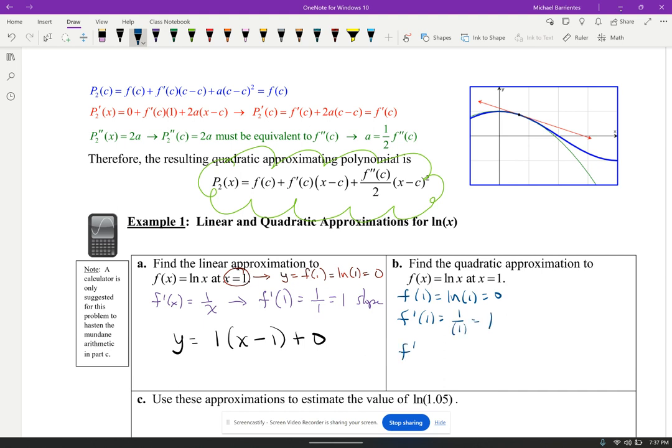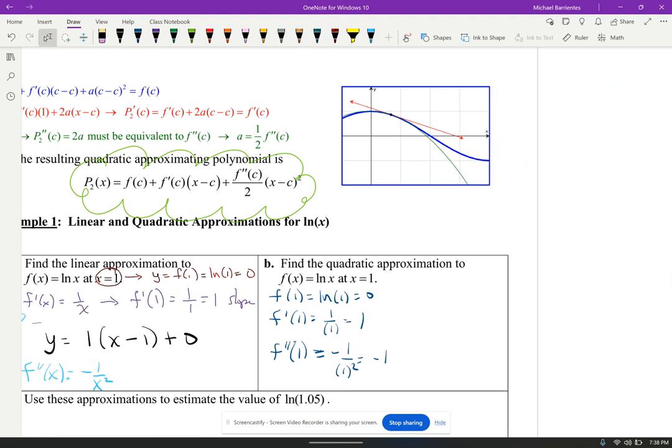But now I need to find the second derivative at 1, which means I need to find the derivative of this first derivative that I got. Well, that's easy. That's going to be f double prime of x. F double prime of x is negative 1 over x squared, which means the second derivative at 1 is negative 1 over 1 squared, which is negative 1. Great. What does that mean? That means I now have enough information to create this quadratic approximation.